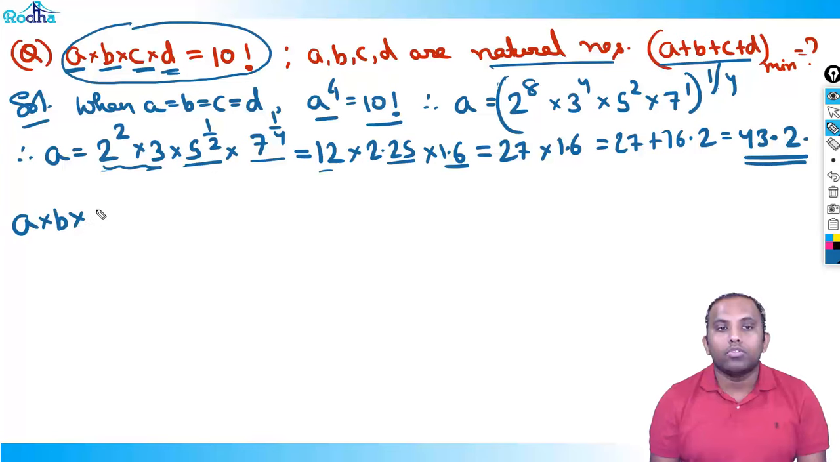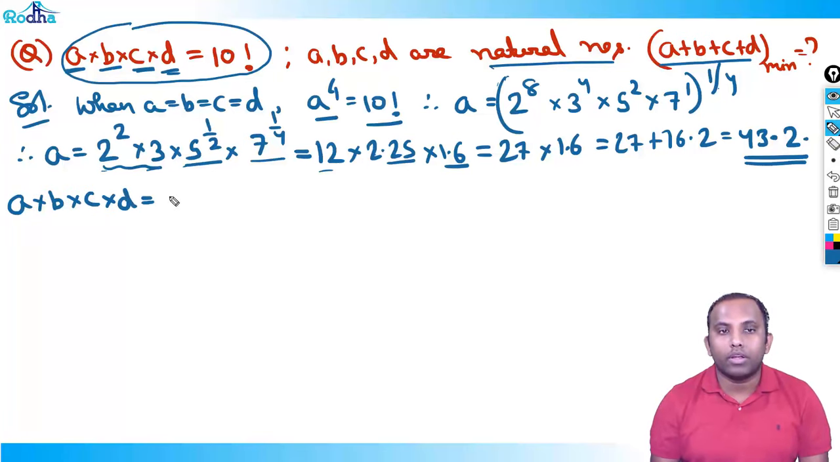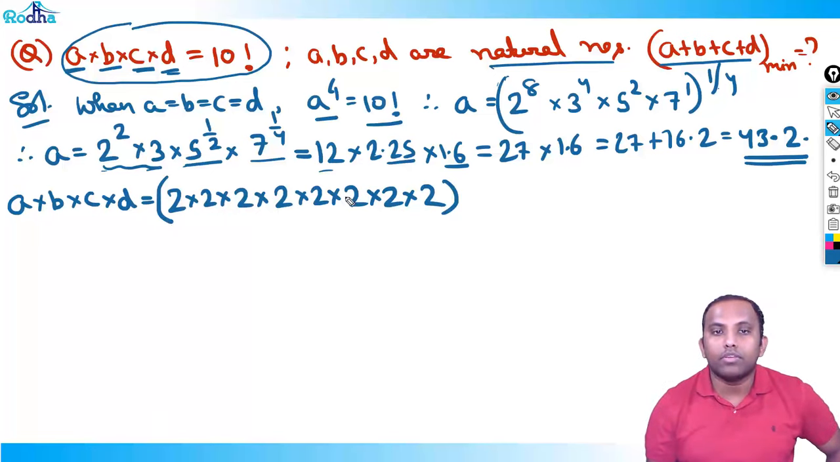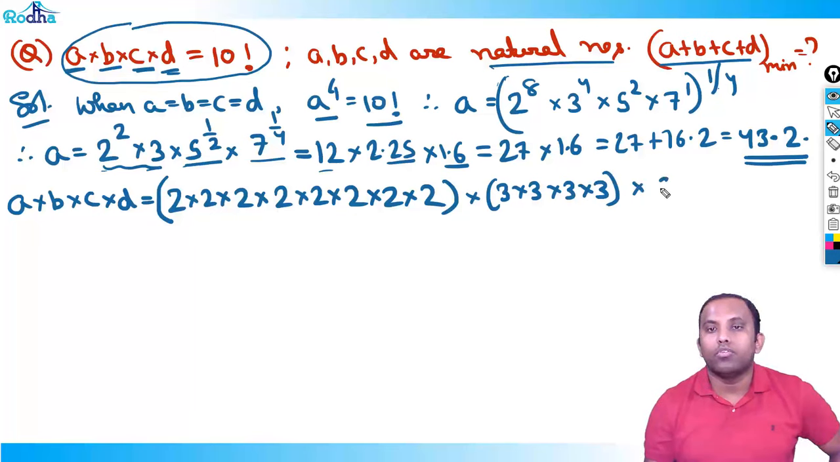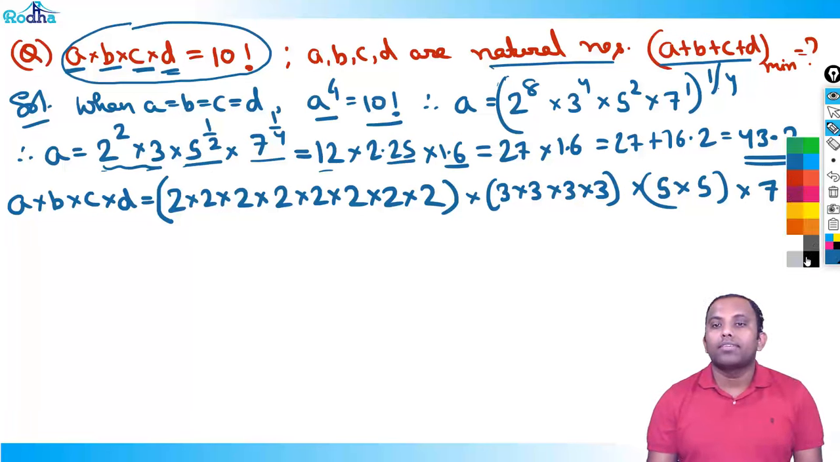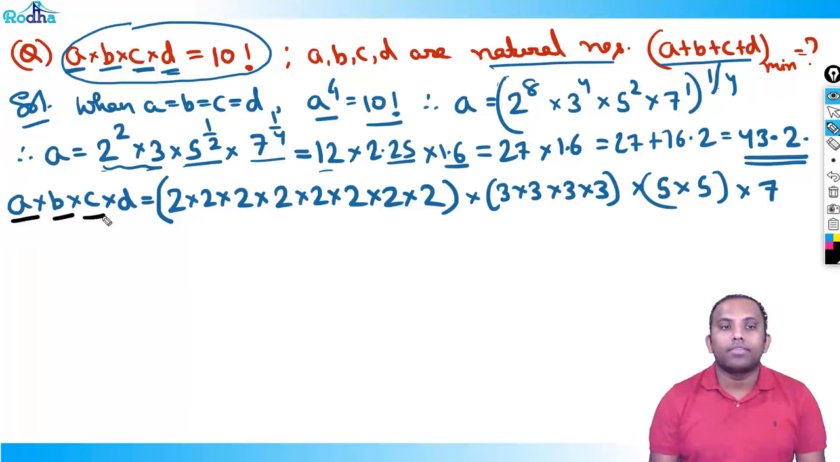So now, A into B into C into D is equal to, now see, if I expand this bracket, A into B into C into D is equal to 2 raised to 8. So 2 into 2 into 2 into 2 into 2 into 2 into 2 into 2. Let me write the first time; if you understand, you don't need to write after that. So this is like 8 2s into 3 into 3 into 3 into 3 into 5 into 5 into 7. Now I know that among these numbers, some are A, some are B, some are C and some are D. We'll pick A, B, C, D from here such that all are around 43.